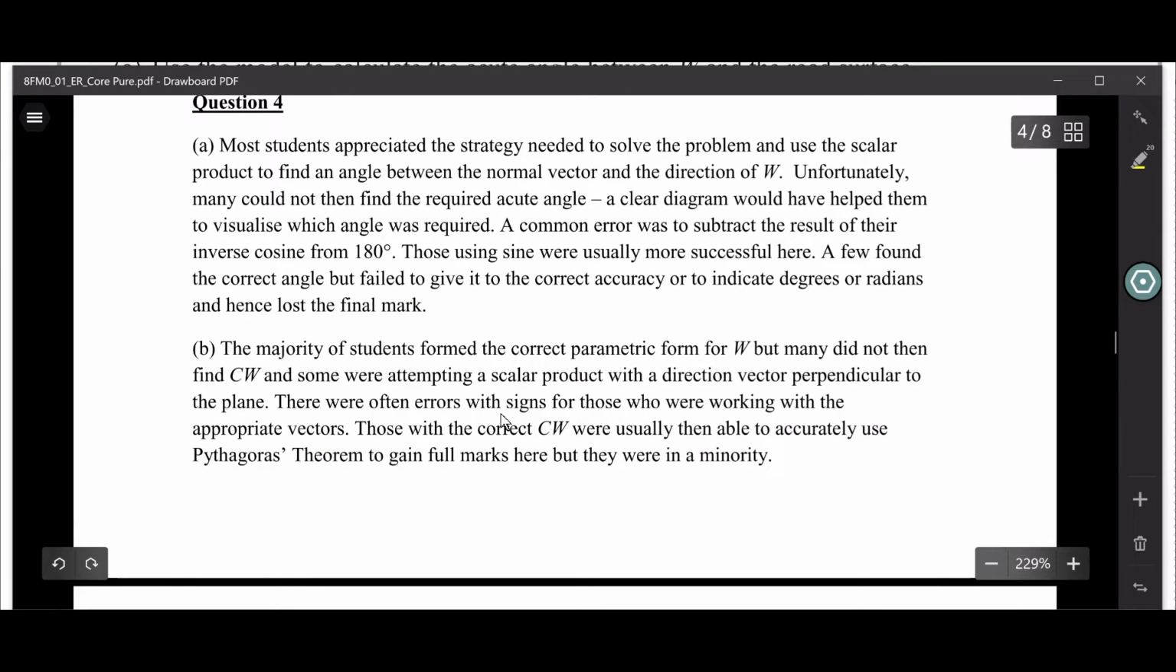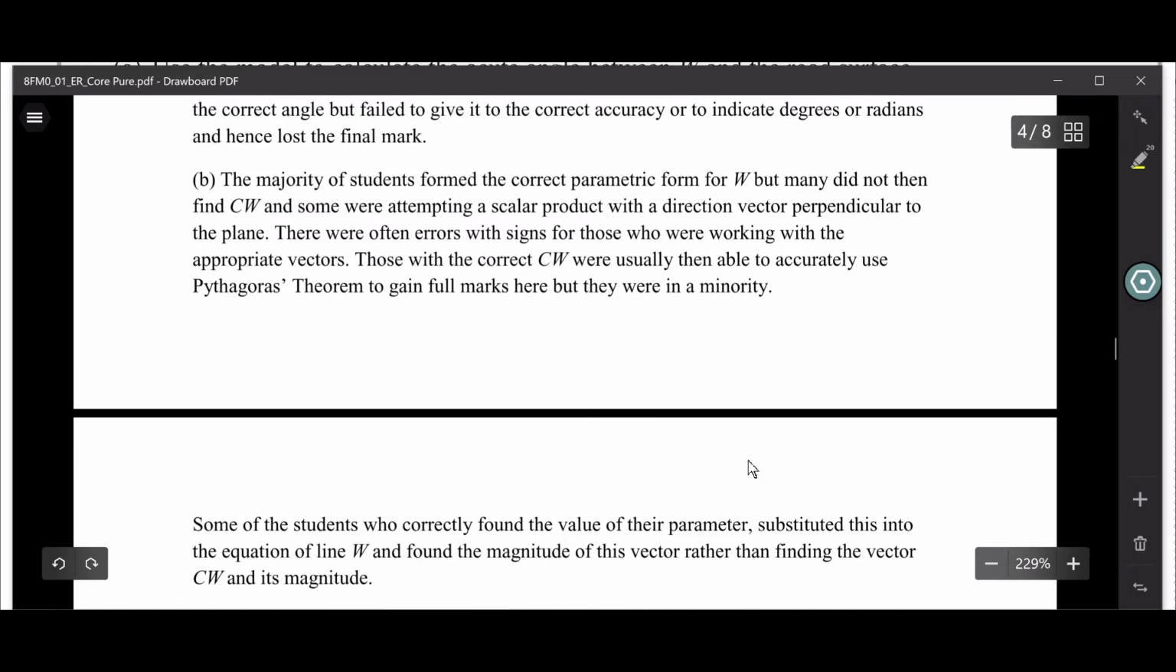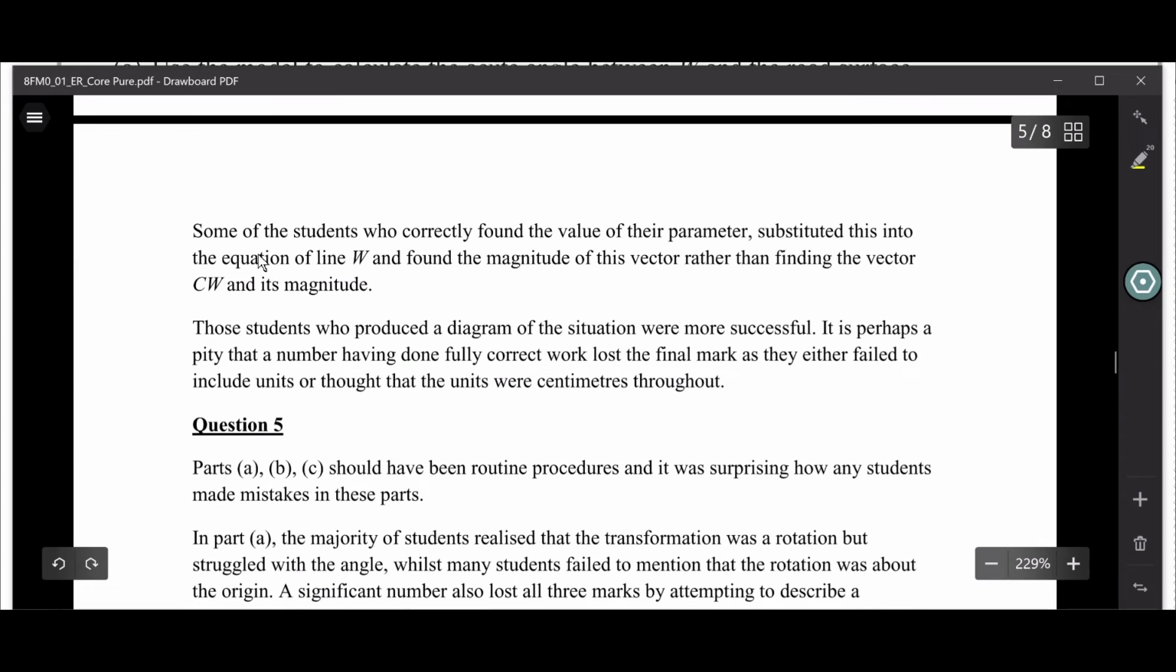There were often errors with signs for those who were looking with the appropriate vectors. Those with the correct CW were usually then able to accurately use Pythagoras' theorem to gain full marks here, but they were in a minority. Fair enough.